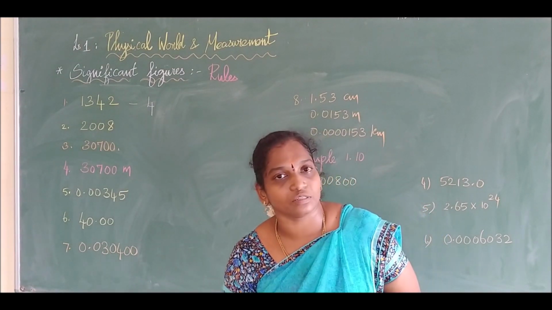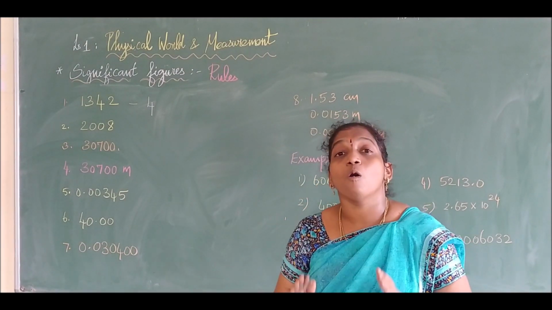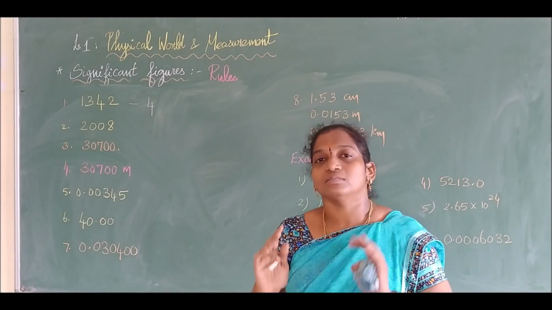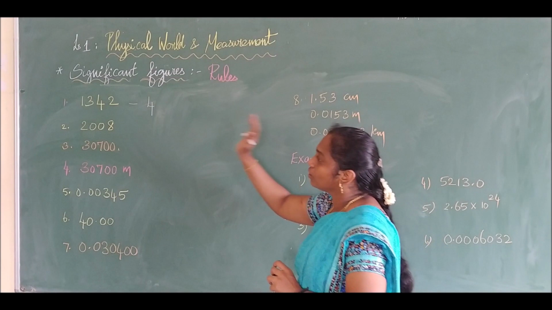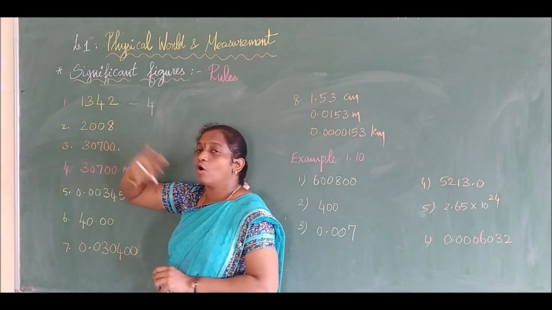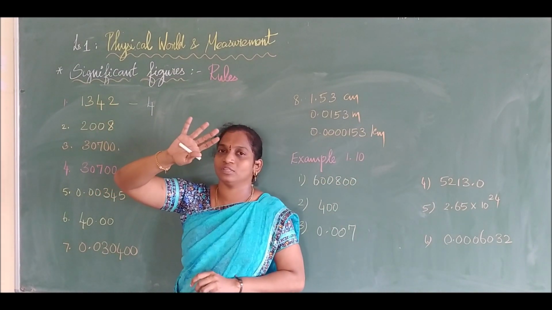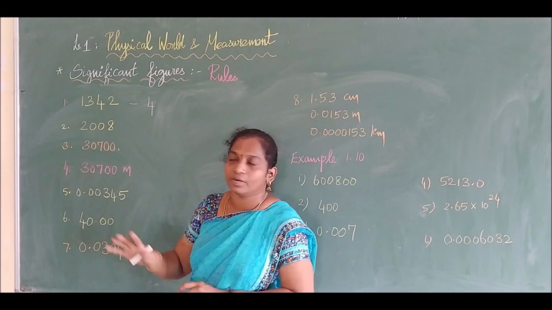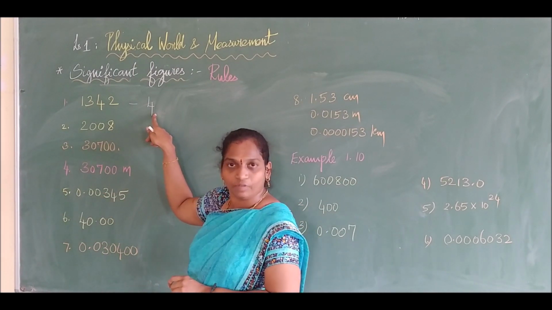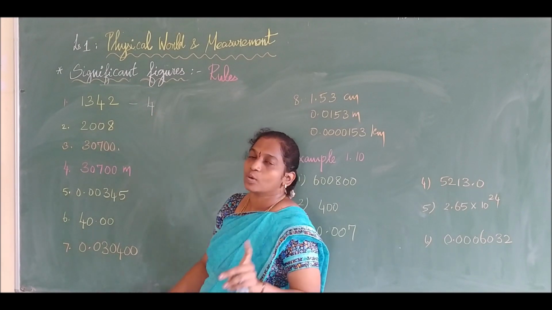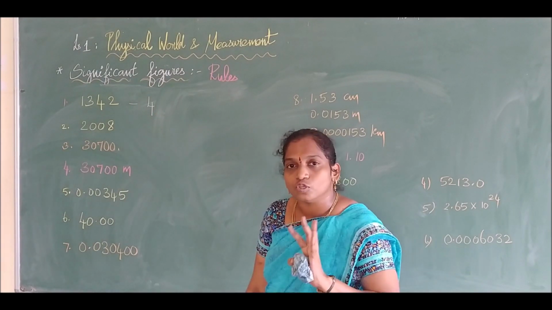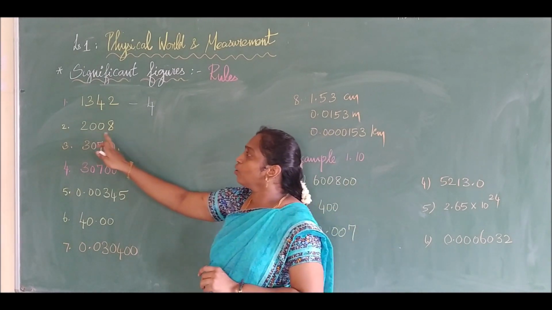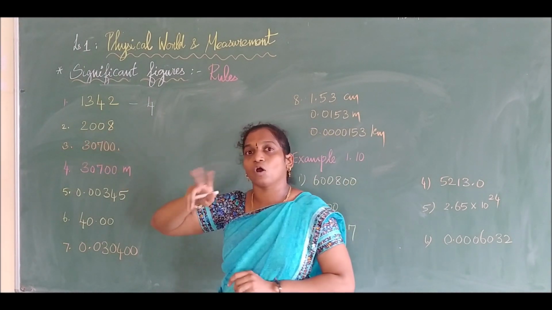So what is the first rule? All non-zero numbers in a given value are significant. So all are non-zeros: 1, 2, 3, 4. How many non-zeros are there? 4 non-zeros. Therefore, the number of significant figures in the first number is 4. Right? Is it clear? So what is the first rule? All non-zero numbers are significant.